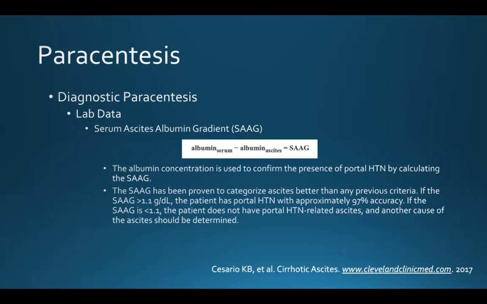If this gradient is greater than 1.1, the patient has portal hypertension with approximately 97% accuracy. And if the gradient is less than 1.1, the patient probably doesn't have portal hypertension related to ascites, and another cause of the ascites should be determined.